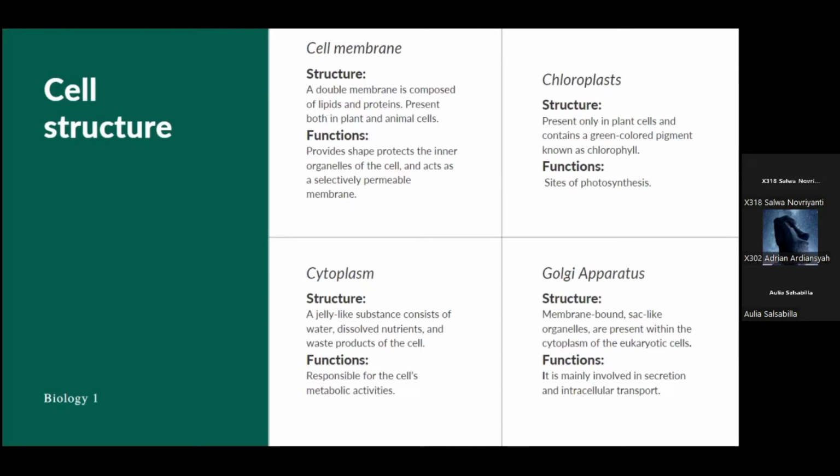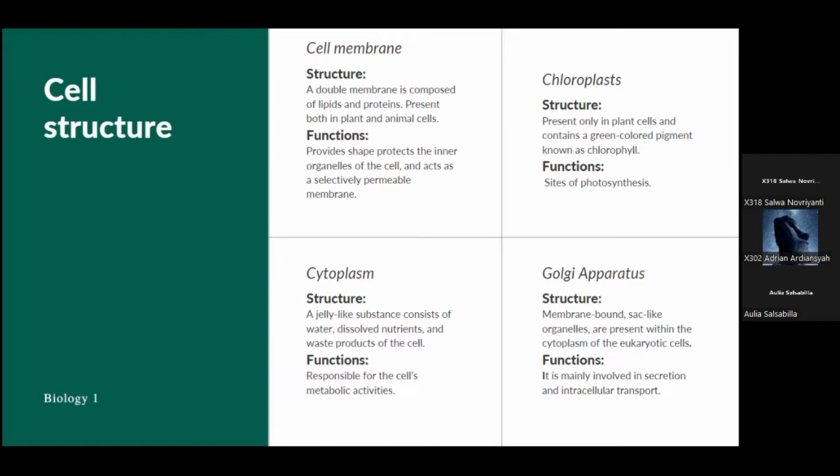Next, we have chloroplast. It's present only in plant cells and contains a green-colored pigment known as chlorophyll. Its function is to be the site of photosynthesis. Next, we have cytoplasm. It's a jelly-like substance consisting of water, dissolved nutrients, and waste products of the cell. Its function is to be responsible for the cell's metabolic activities.